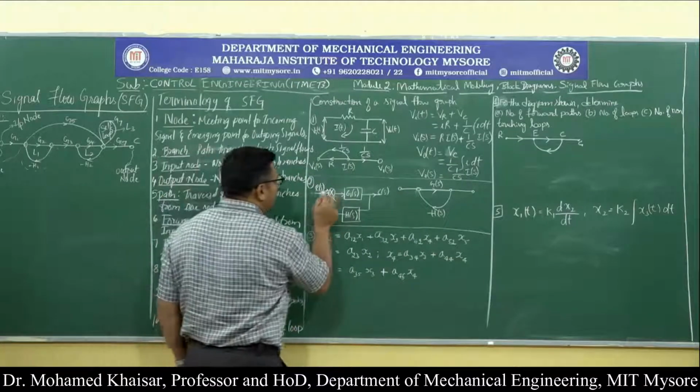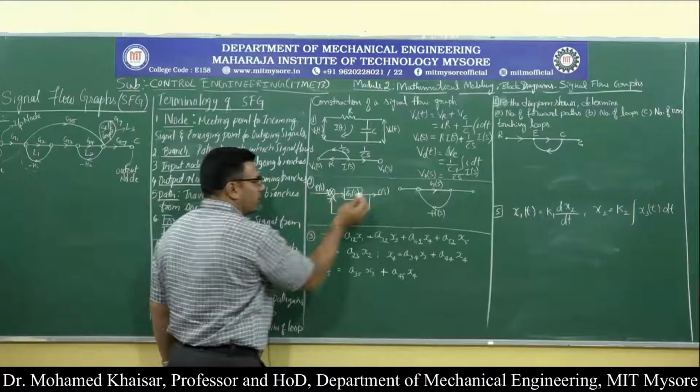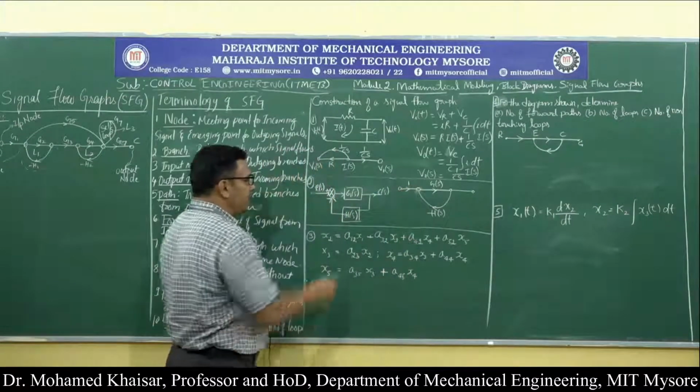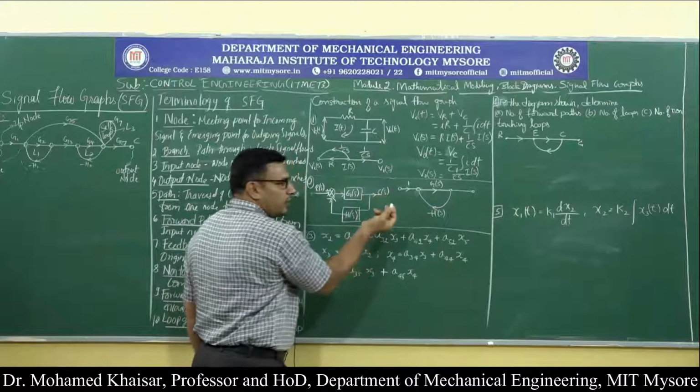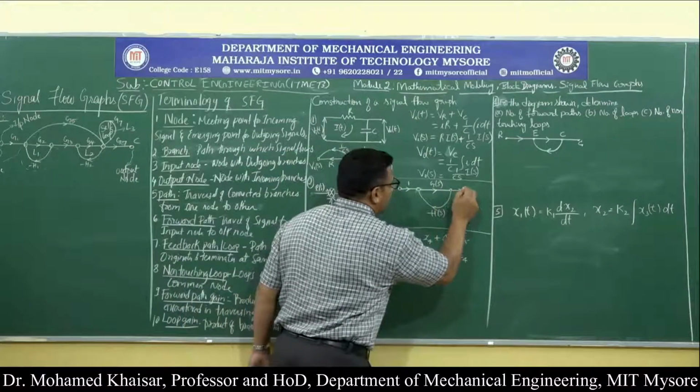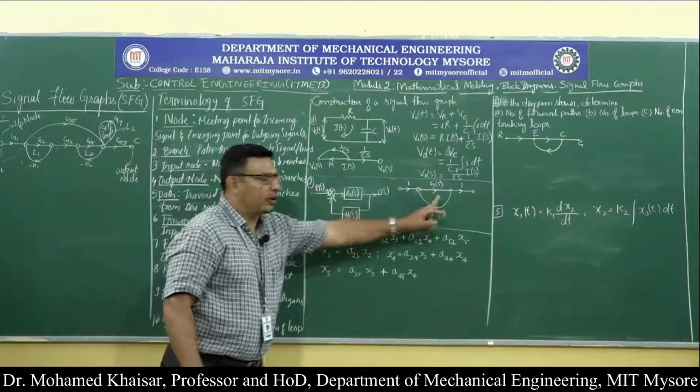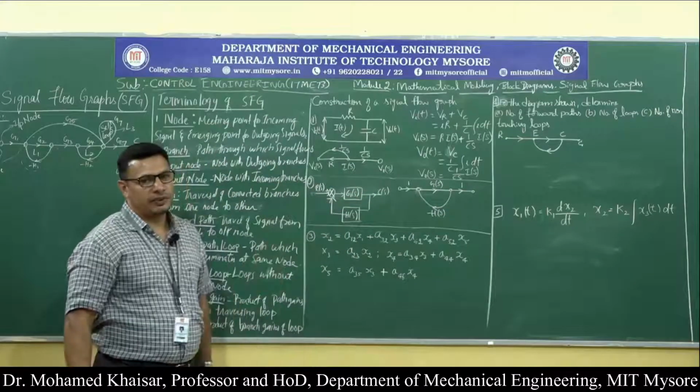Then from here till here, is there any change? No. So the branch gain, I will name it as unity. And from here till here, the output is not going to change, because of which I will name this also as unity. See, this is the signal flow graph for the block diagram which has been shown over here.